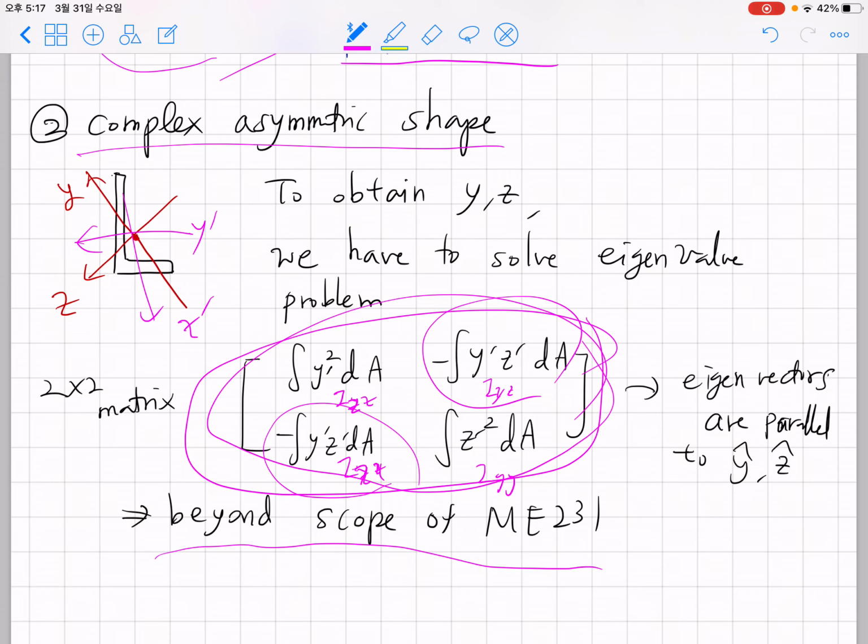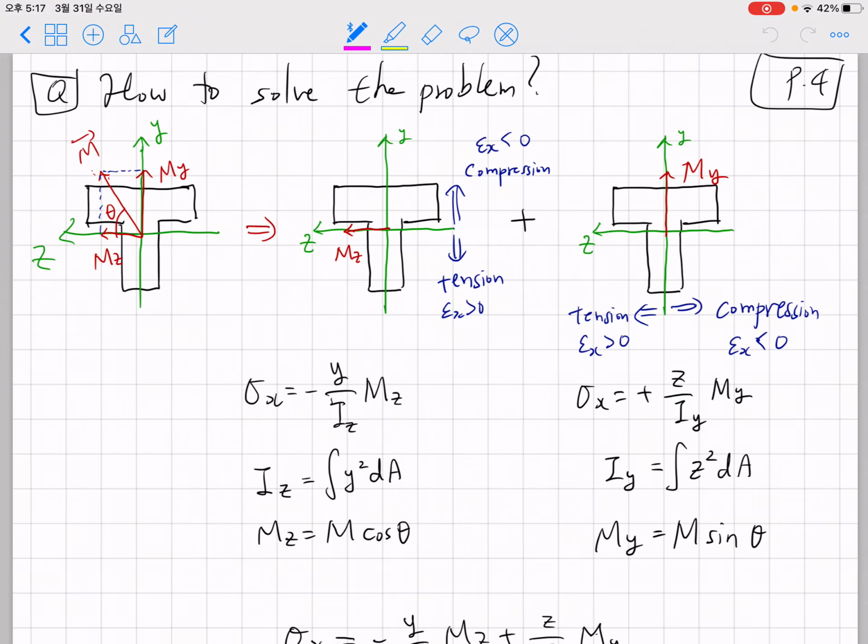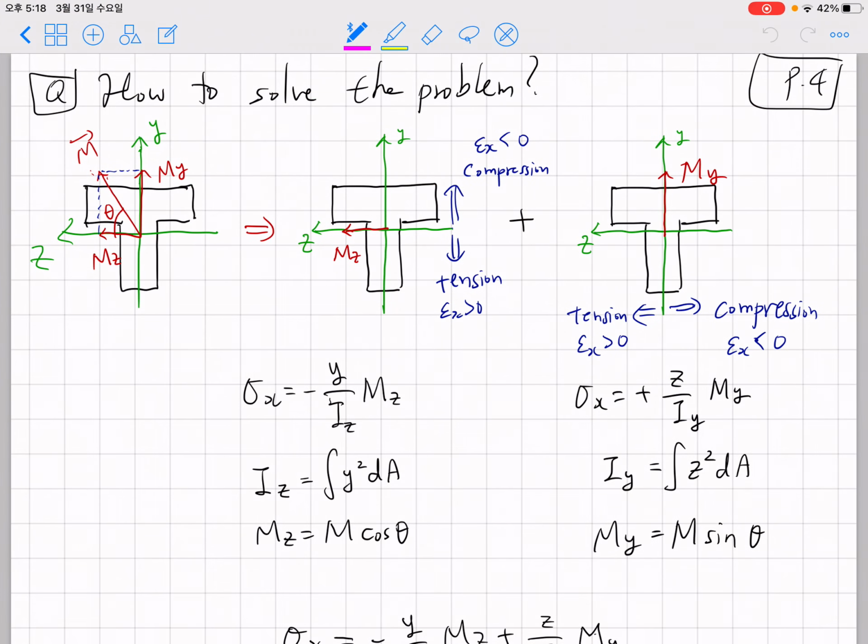So let's stop our discussion here, and let's try to solve some real problem. The problem we're going to consider is, instead of having M only about the z-axis, we can have a moment vector in this way, so the moment vector has an angle theta with the horizontal axis. Then, because M is basically a torque, you can decompose the torque into two different orthogonal vector parts. So you can decompose the problem into an Mz and My problem, okay.